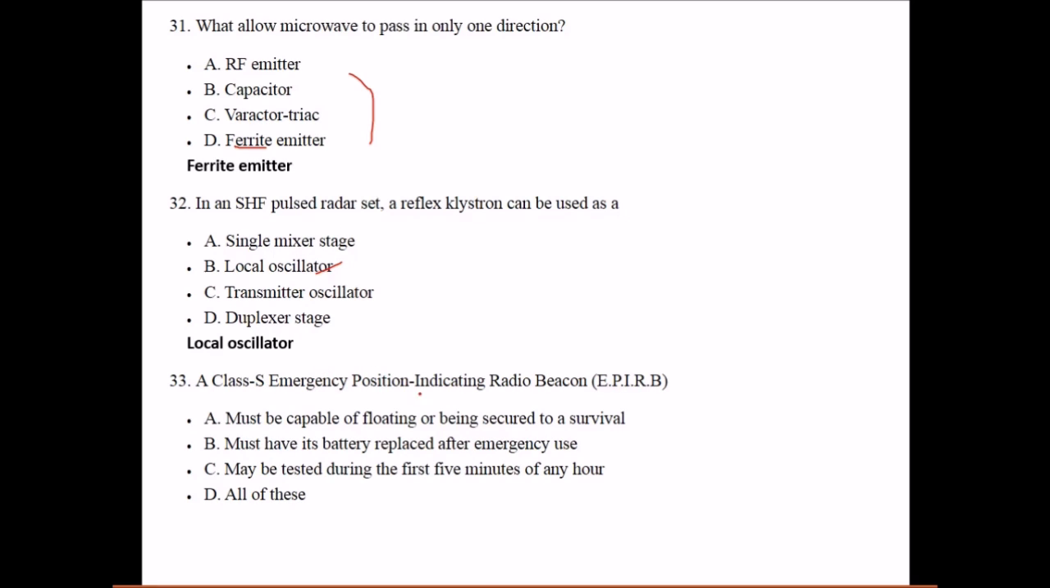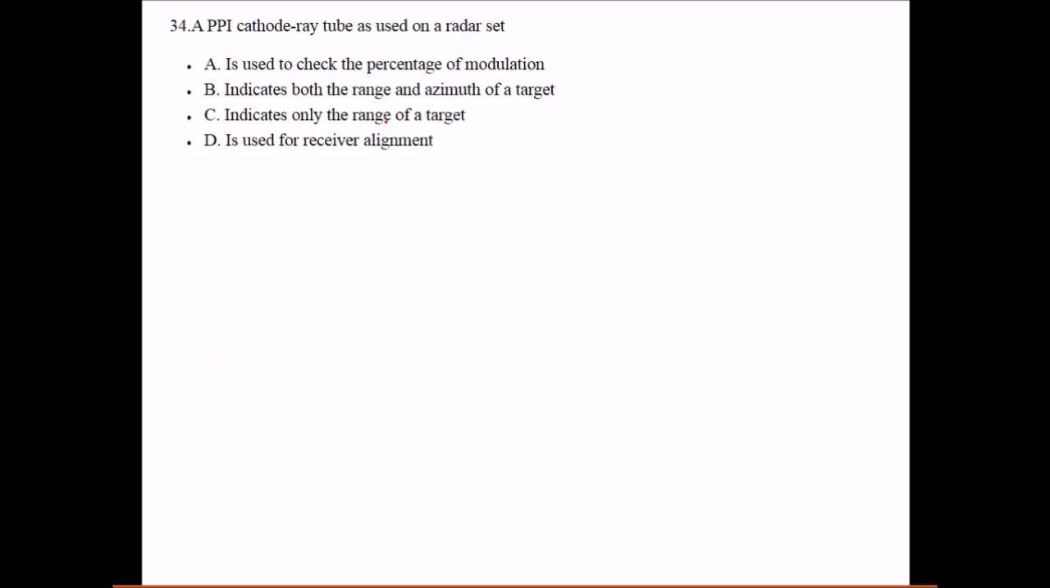The class E emergency position indicating radio beacon, that is EPIRB. What is this? This must be capable of floating and being secured to a survivor, must have its battery replaced after emergency use, must be tested during the first 5 minutes of any hour. The class E EPIRB has all these three properties.